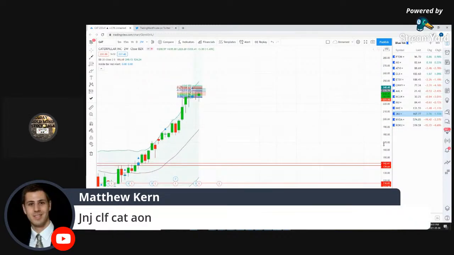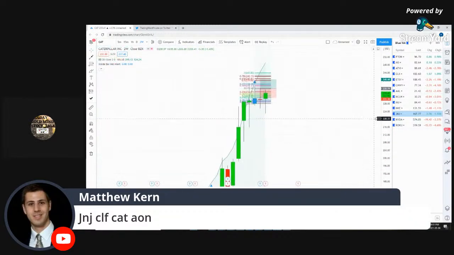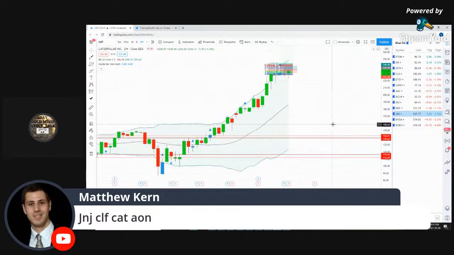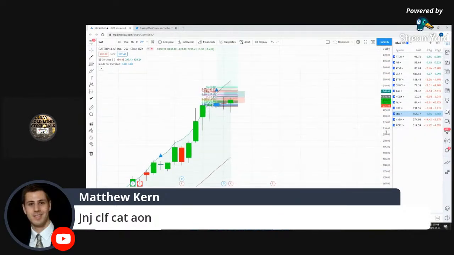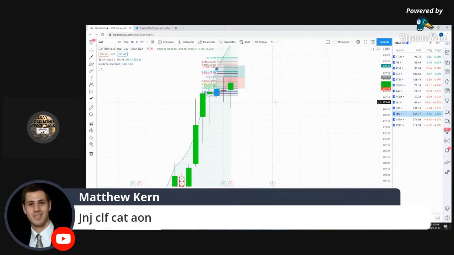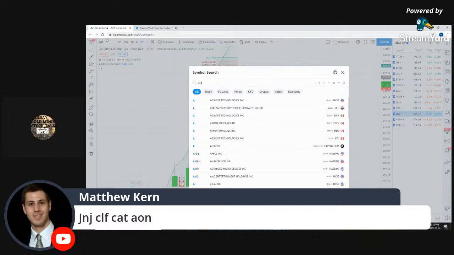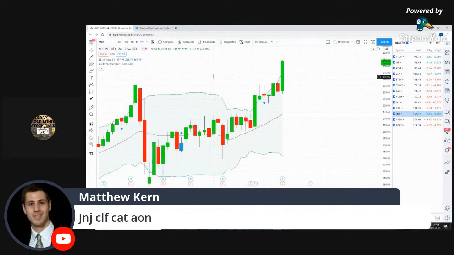Yeah, so Caterpillar here, if we look at this, we're just hovering near the all-time highs. What I like about Caterpillar here is that it put in this hammer. So I want to see it follow through and break through last week's high. I want to see a follow through, and then I'll definitely be looking to play that long. Caterpillar is a very bullish stock.